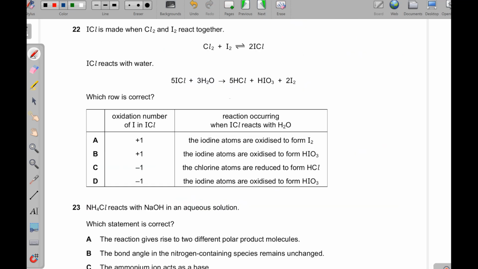Question 22. Iodine monochloride is made when chlorine and iodine react together. This is the equation here, and they are saying iodine monochloride reacts with water.